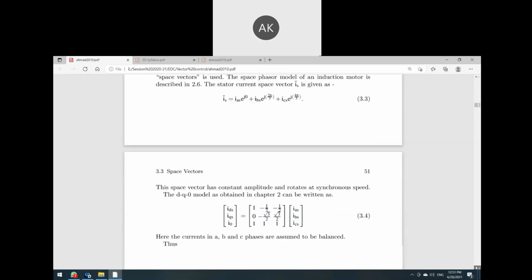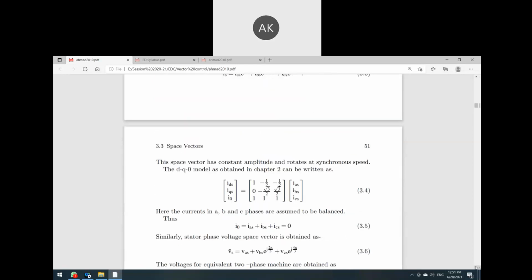The dq0 model is obtained. Basically, in the space vector, we will convert ABC to DQ and DQ to ABC. This transformation is named the Park transformation and the Clarke transformation. In this equation we will convert the ABC reference frame to the DQ reference frame.